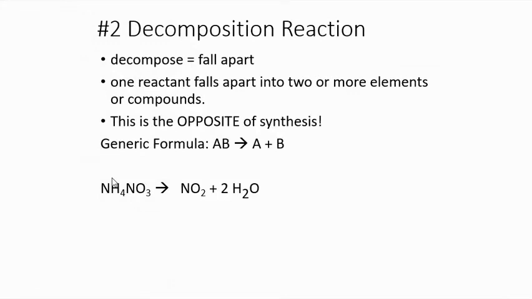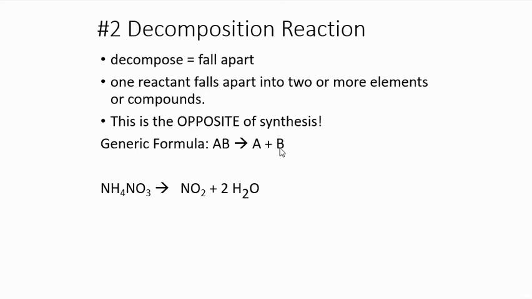The second one is a decomposition. This is the exact opposite. When we decompose something, we break it apart. So we're taking our one thing and we're going to separate it into its individual components. So it's the exact opposite of synthesis. So the generic formula right here, we have AB. So that's our compound. It's together. And on the product side, we have A plus B. So that separates them out.